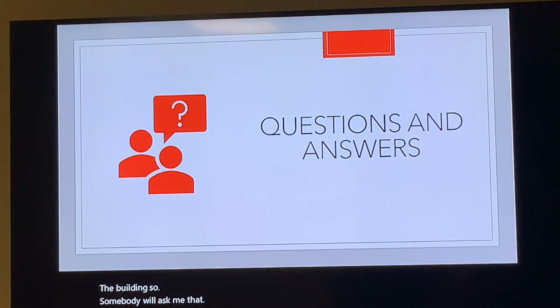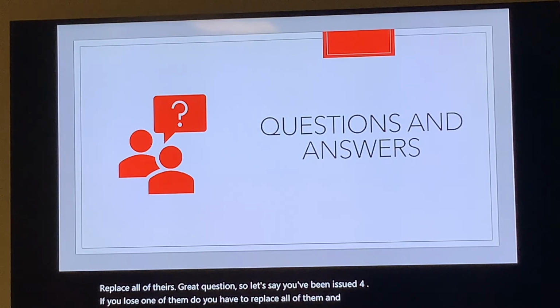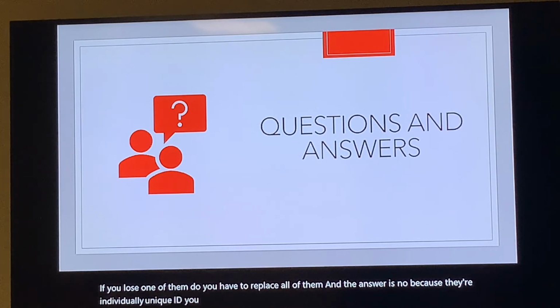If you have given fobs to your family and you lose yours, do you have to pay to replace all of theirs? Great question. So let's say you've been issued 4 fobs and you lose one of them. Do you have to replace all of them? And the answer is no, because they're individually unique IDs. You only have to replace the fob that was lost or misplaced.